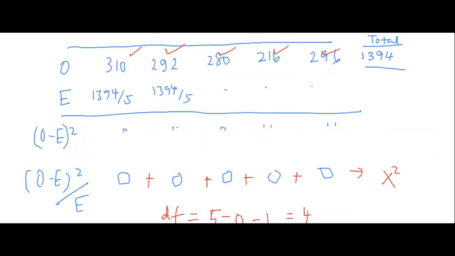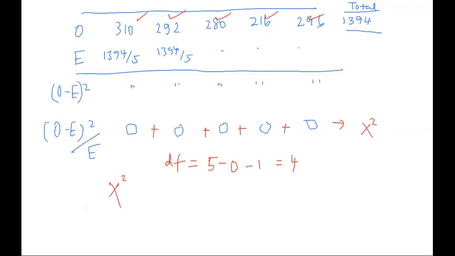Okay, test the null hypothesis at 1% level of significance. So basically, you have to find chi-square 0.01 at 4 degrees of freedom, right? So find this critical value, and then compare. See whether your observed test statistic is larger than the critical value or not.